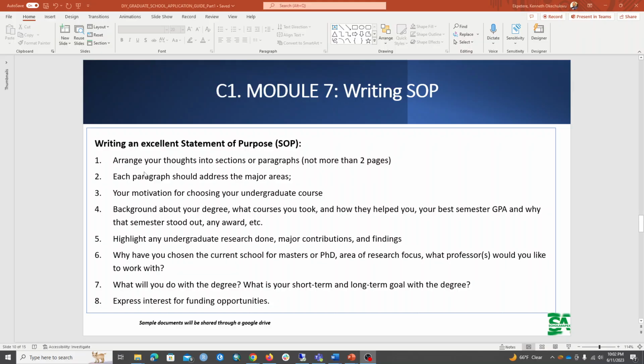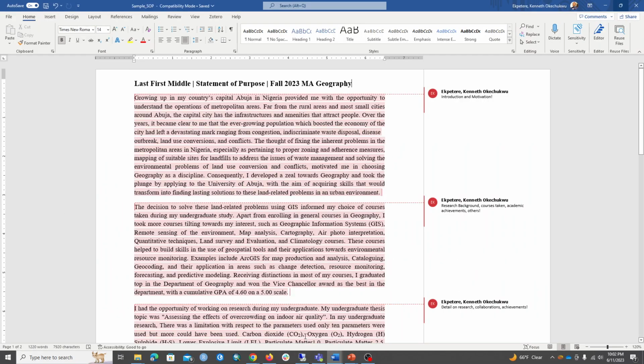You have to express interest in funding opportunities. You have to let them know, I'm interested in funding, GTA, GRA. I am much interested in funding. And let's take a quick dive into an example.